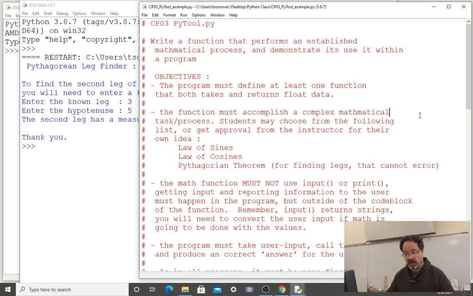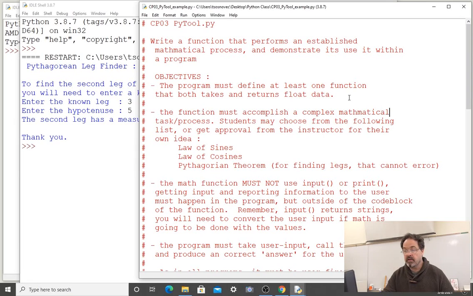But the code does have 2 functions that have been defined to run the program. One is just the function that does the calculation, and the other is the one that interacts with the user and makes use of the function that does the calculation.